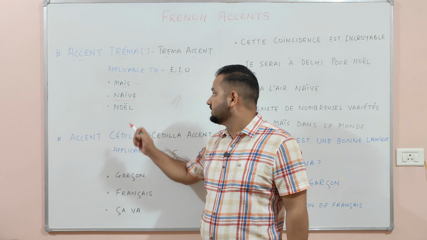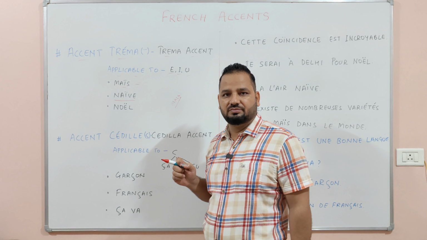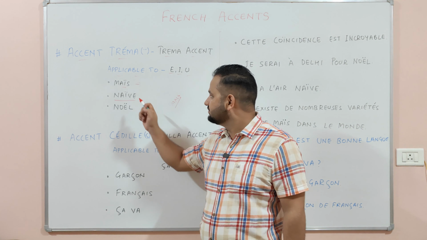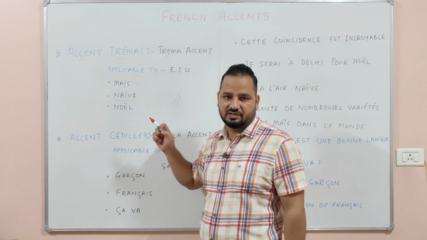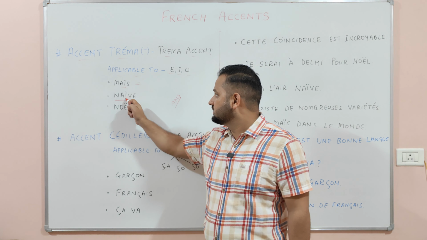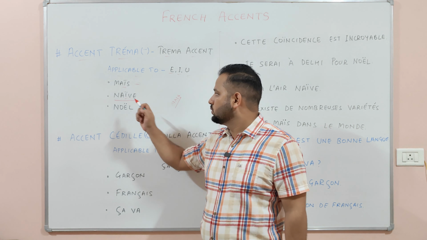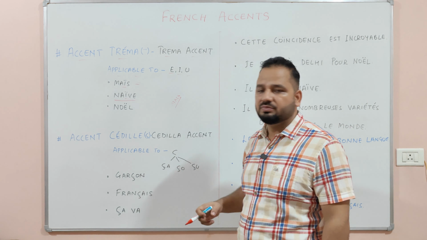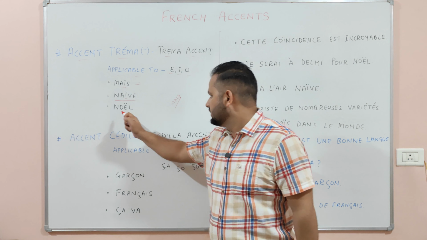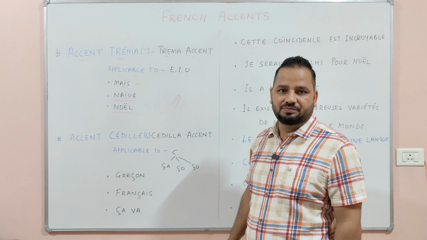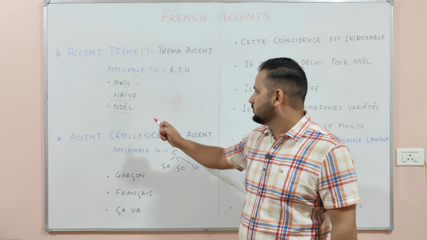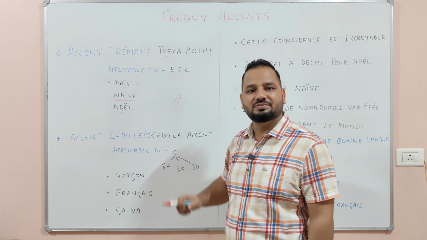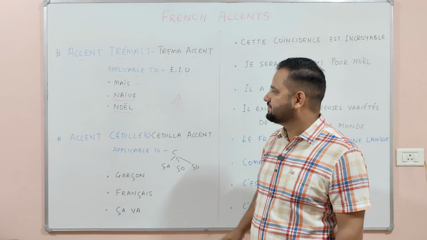Second example, naïf. Why we don't call it naif? Because the accent is there. And we need to read this vowel also. So, which makes it naïf. Naïf is the same as naive in English. Noël. Noël. Christmas. Noël. Correct?